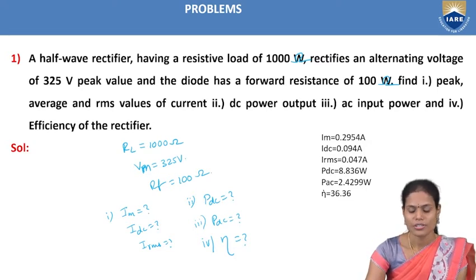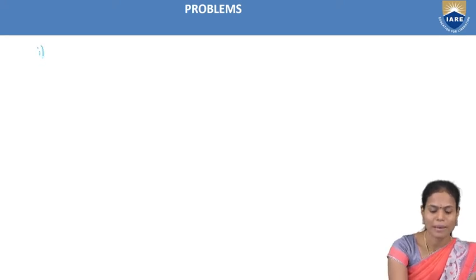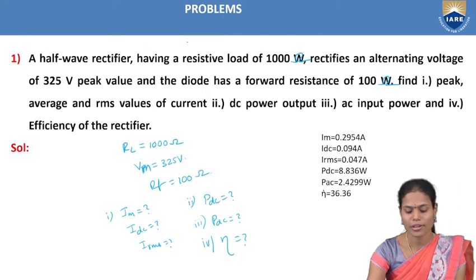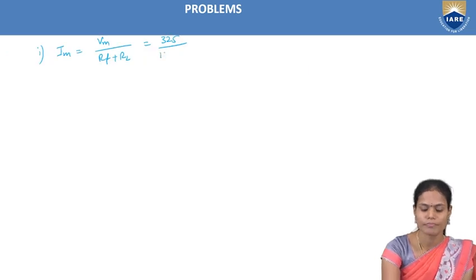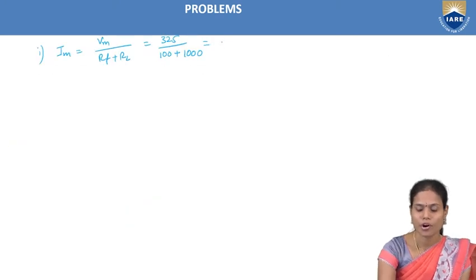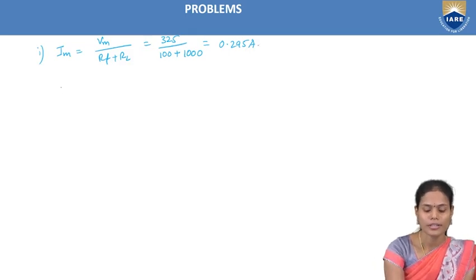We need to find all the currents as well as powers and efficiency from the given parameters. So here first thing we need to calculate is the maximum current Im. The formula for this is Vm by (RF plus RL). So Vm value is already given, that is 325 volts, divided by RF value 100 ohms plus RL value 1000 ohms. If we simplify this, we will get it as 0.295 amperes.